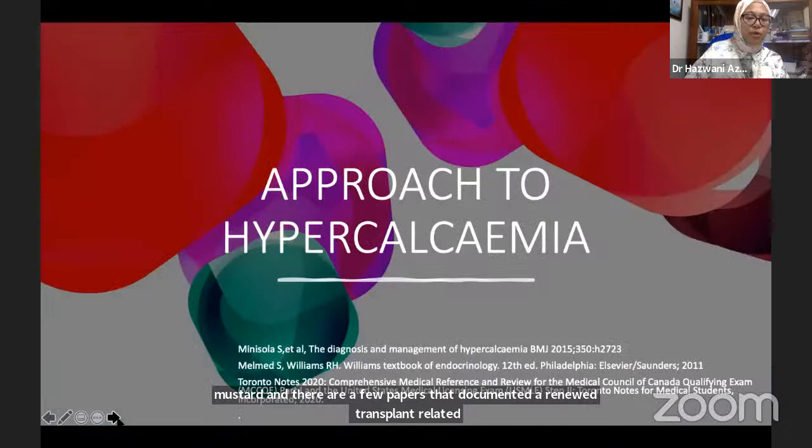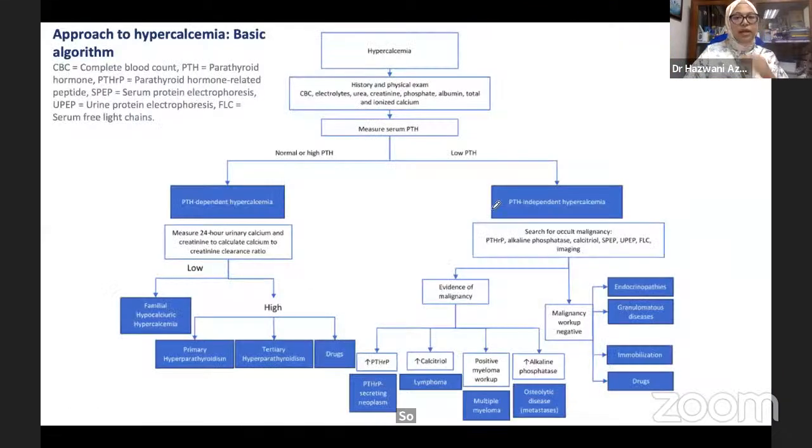So how do we approach hypercalcemia? As I've mentioned before, you should take a proper history, physical examination, a thorough family history, and take the baseline investigations. Urea and creatinine, because AKI can be a complication of hypercalcemia. Phosphate might indicate to us whether this is parathyroid dependent or not. The albumin level is to correctly calculate your total serum calcium.